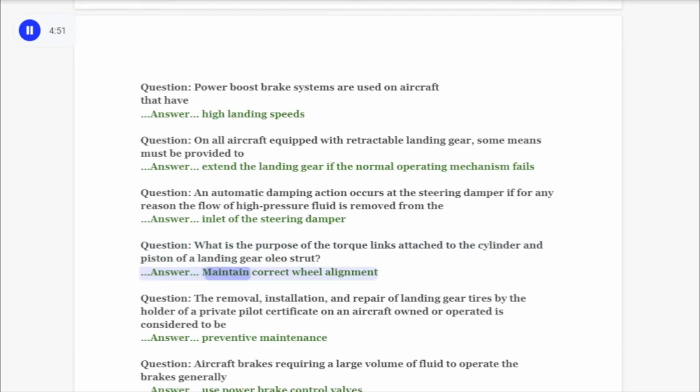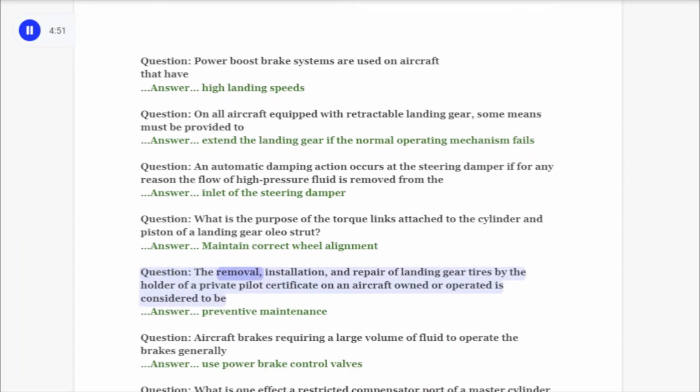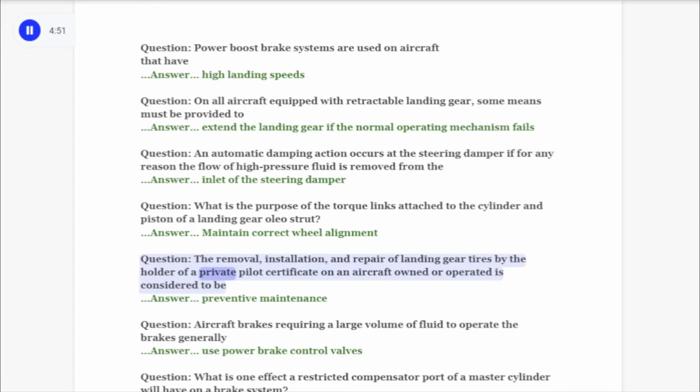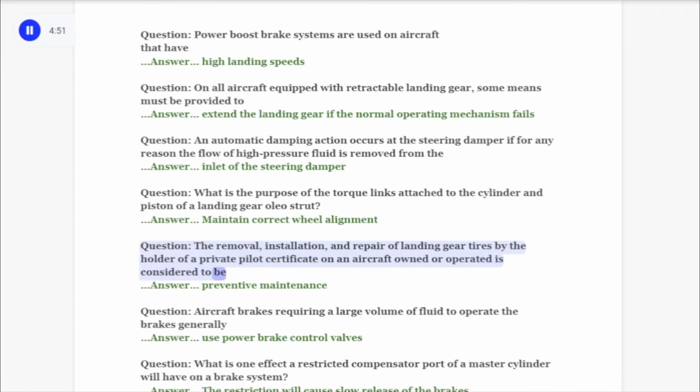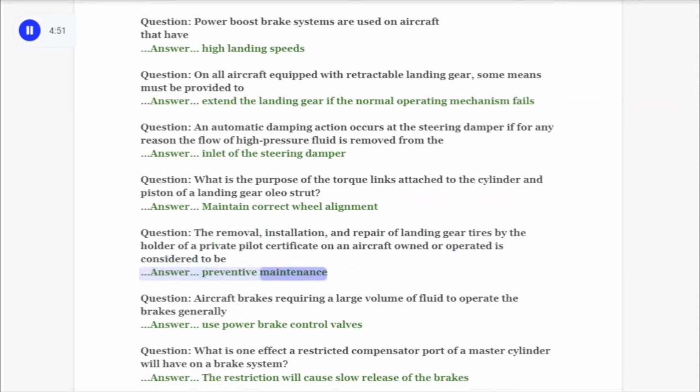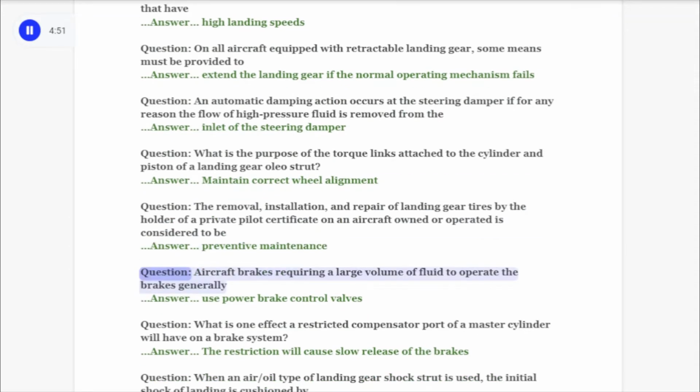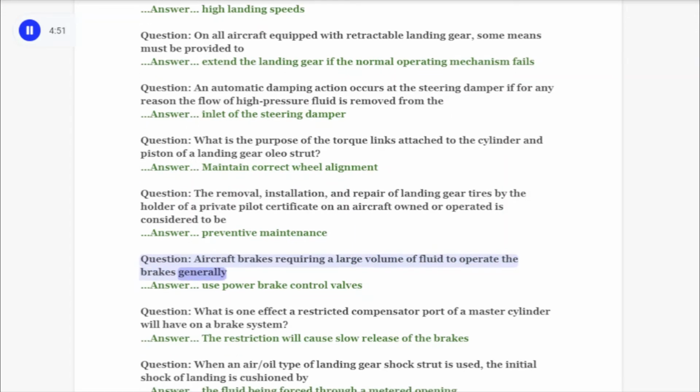Answer: maintain correct wheel alignment. Question: the removal, installation, and repair of landing gear tires by the holder of a private pilot certificate on an aircraft owned or operated is considered to be. Answer: preventive maintenance. Question: aircraft brakes requiring a large volume of fluid to operate the brakes generally.